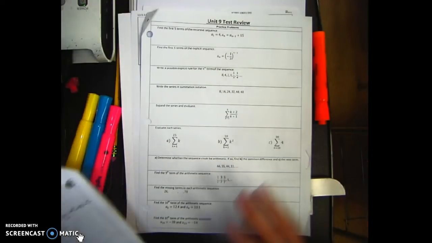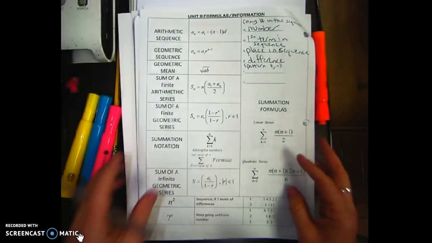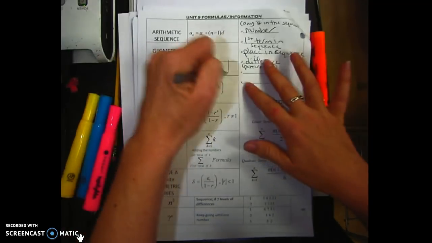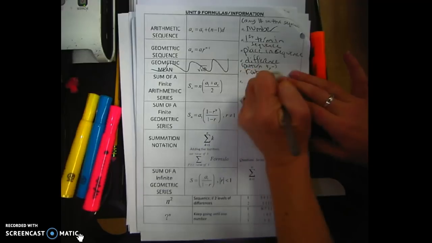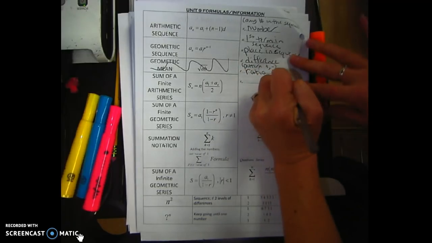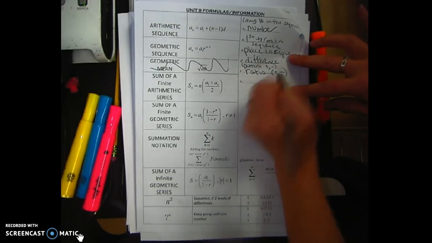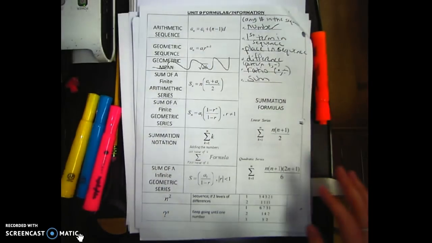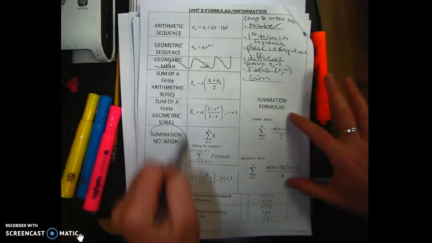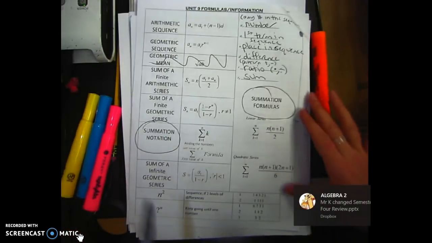So while I'm doing this review, I want to get to this page. And this page has all of your formulas. We never did geometric mean. R means ratio. And that's when the pattern's multiplying or dividing, but it's really just a fraction. And then S means the sum. So it's kind of a little mixed up, but the summation notation and formulas are the same.